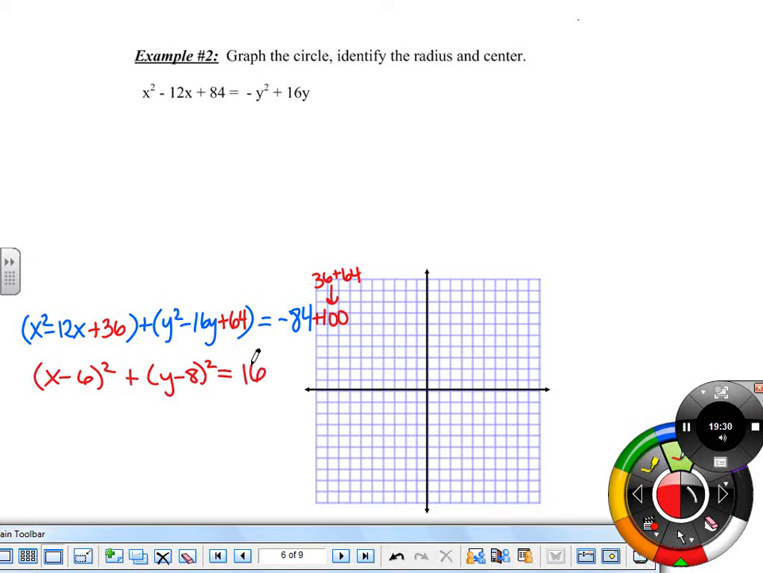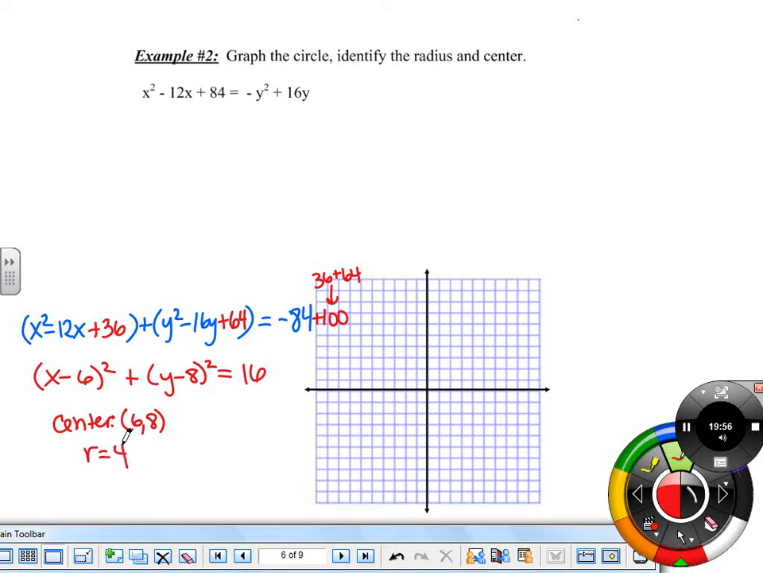All right, so tell me what I need to know about my circle in order to get it on the graph. New people. This isn't the hardest question I've asked you all day. Come on. Monet? Okay, so we have a center at 6, 8. And, Raven? Our radius is 4.